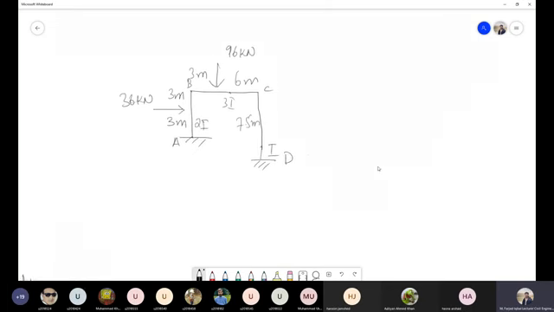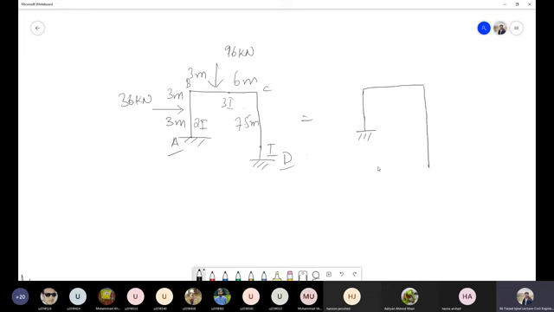You can take this A support as redundant or this D support as redundant. It's up to you. I did this question by taking this D support as redundant. So if I take this one as redundant, my primary structure would be, this will remain as it is, and over here I will remove this fixed support as a whole. All these loads will be acting as they are acting in the actual structure.